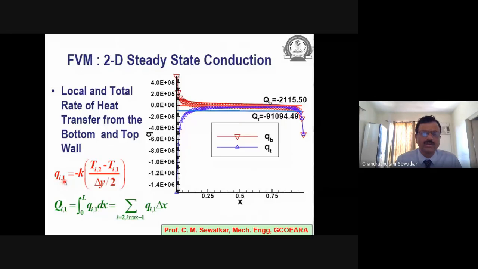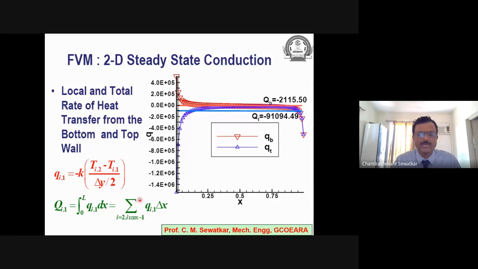So q_i1 is equal to minus K times (T_i2 minus T_i1) upon delta Y by 2. This is the temperature gradient multiplied by minus K, that's the flux quantity. If I want to obtain the total heat transfer, then Q_i1 is equal to the integral from 0 to L of q_i1 dx.